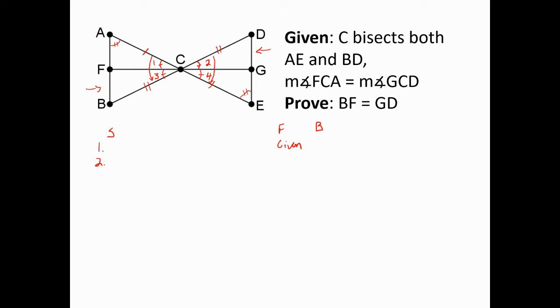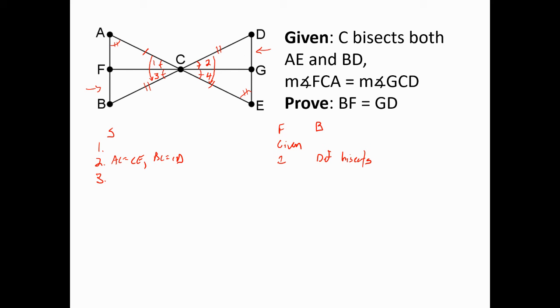Okay, so let's see. So what did we need? Well, we needed that AC was equal to CE, right? And likewise, we needed that BC was equal to CD, that for sure. And that follows from the given, of course, by the definition of bisects. Bisects means always cuts into two equal parts. Okay, and let's see, what else did we need?